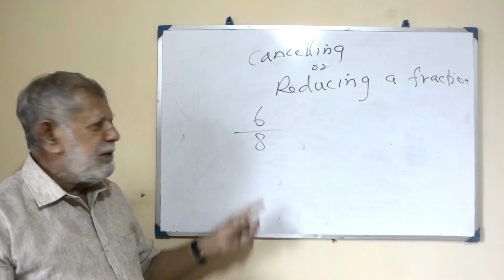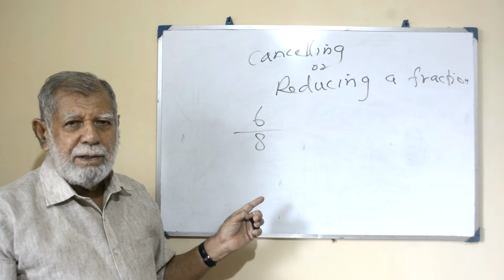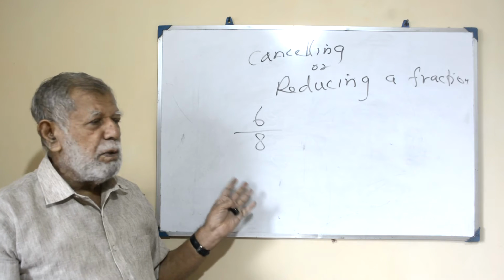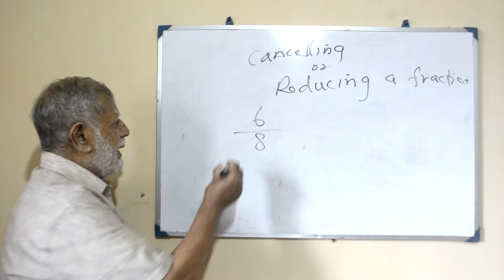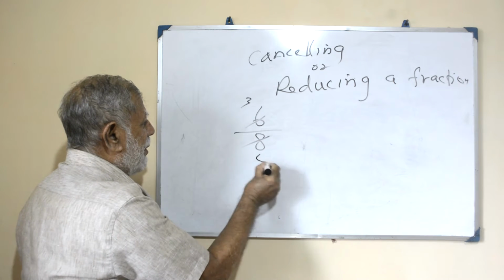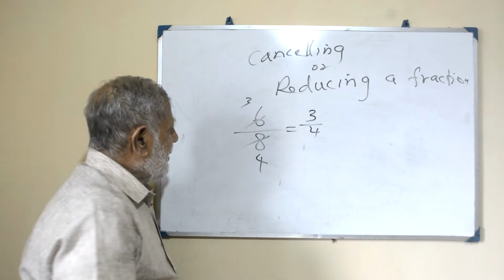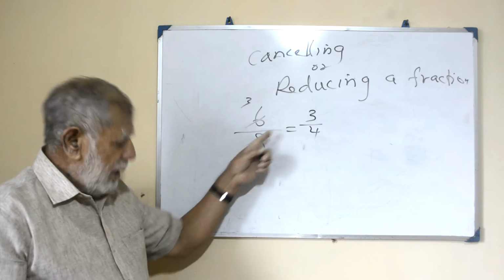So if we have an instance like that, we have to divide by the number and reduce it to a smaller fraction. So here we can cut like this and put 3, and we cut that and put 4. So the answer here is 3 upon 4. So we have reduced 6 upon 8 to 3 upon 4.